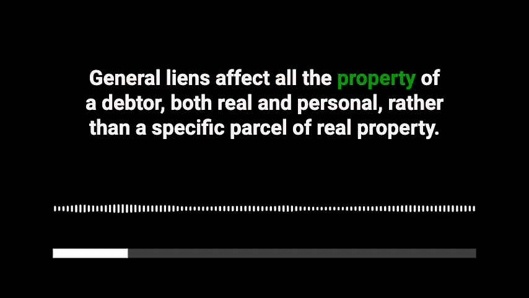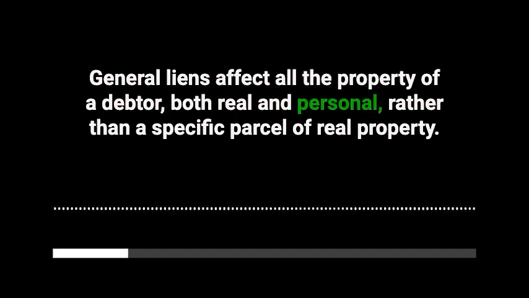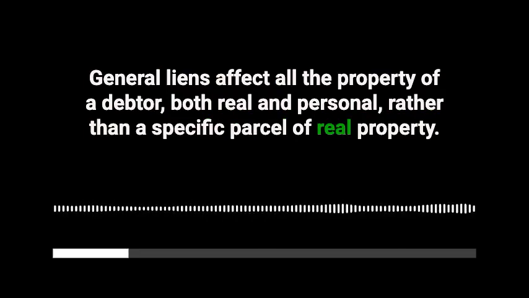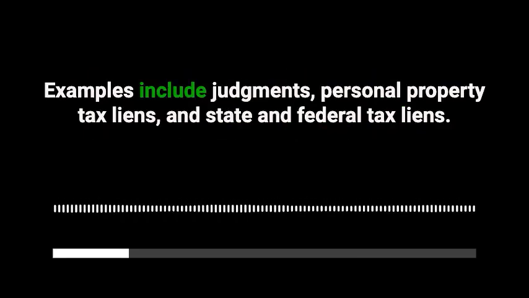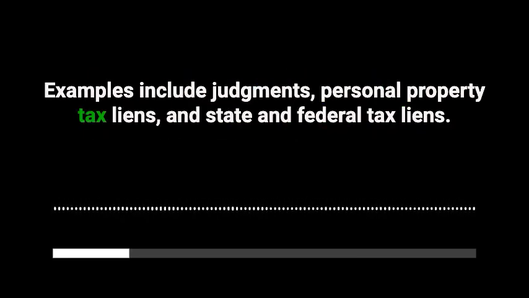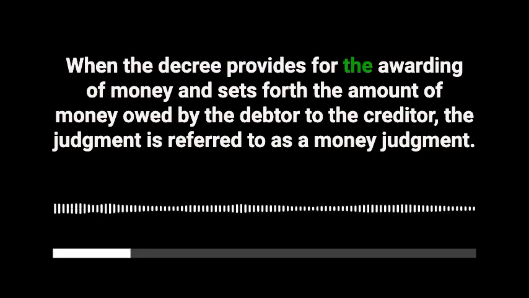General liens. General liens affect all the property of a debtor, both real and personal, rather than a specific parcel of real property. Examples include judgments, personal property tax liens, and state and federal tax liens. Judgments. A judgment is a decree issued by a court. When the decree provides for the awarding of money and sets forth the amount of money owed by the debtor to the creditor, the judgment is referred to as a money judgment.